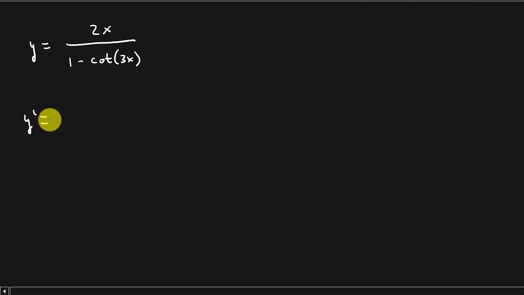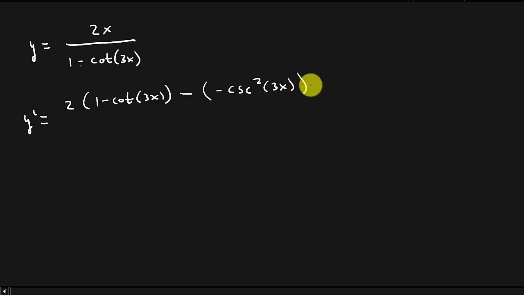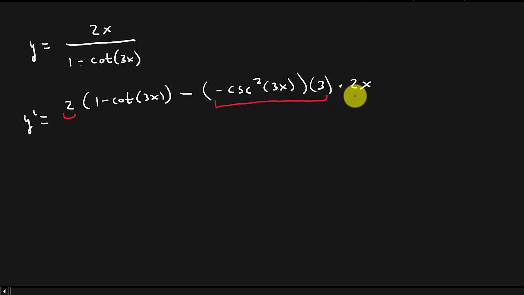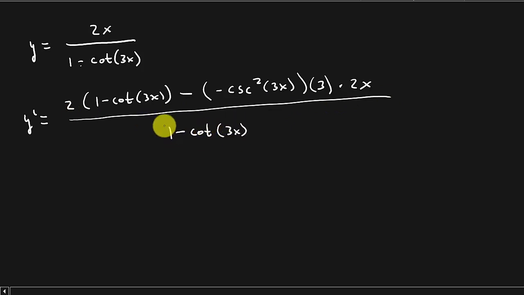So I've got y prime equals, here I've got to do quotient rule. So it's the derivative of the numerator times the denominator minus the derivative of the denominator. So the derivative of the denominator, derivative of 1 is 0. And then I've got my minus here. And then derivative of cotangent is what? Negative cosecant squared 3x times the derivative of what you're taking the cotangent of, which is 3. And then times the numerator. So let's go over that one more time. This is the derivative of the numerator times the denominator minus the derivative of the denominator times the numerator. Okay? And this is all over the denominator squared.